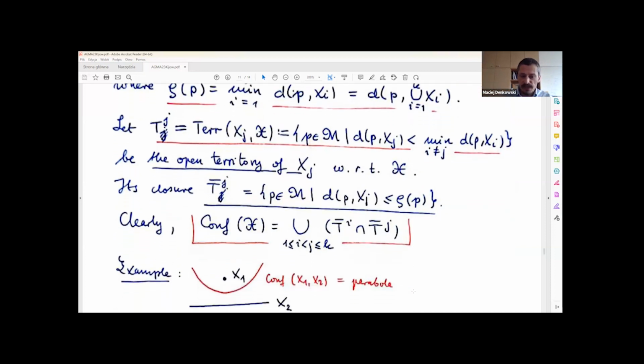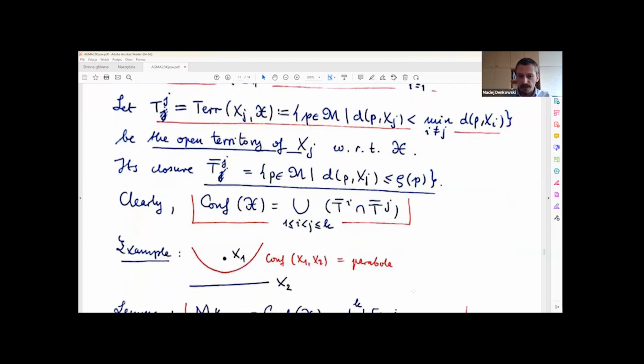So one example to better understand, the usual one. You take a point and a line that doesn't pass through that point. The conflict set is just the parabola, the usual geometric construction of the parabola as the set of equidistant points to a line and a point outside the line.